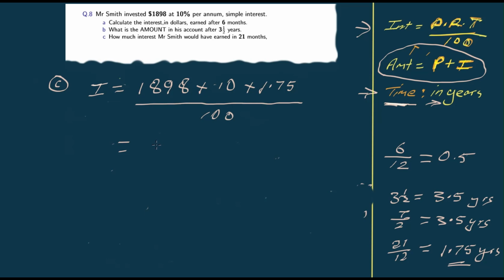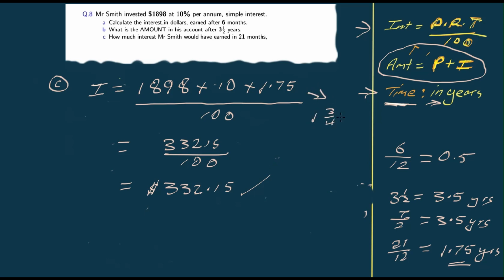Now this will give us a numerator of 33,215, all over 100, which will give us an interest of 332.15. So this is the interest after 21 months or 1.75 years or 1 3/4 years. So this is equivalent to 1 3/4 years.